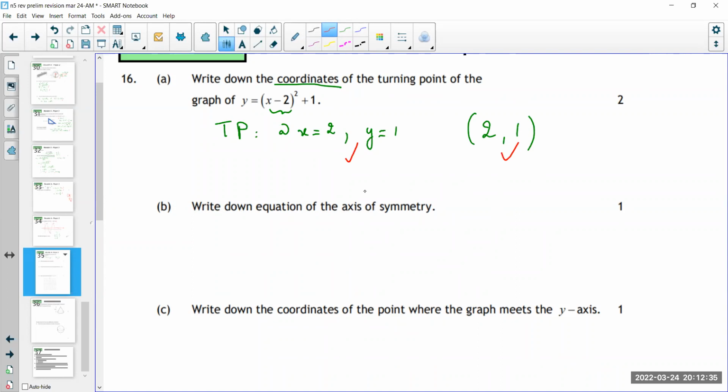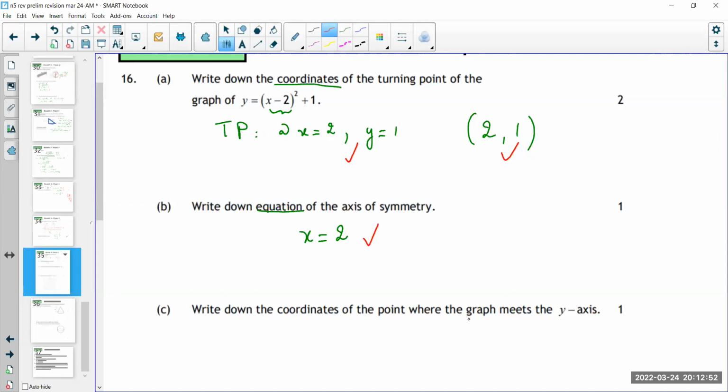Write down the axis of symmetry. So that happened at the turning point when x equal 2. So you need to write x equal 2. It is an equation, something equal. That would be your mark.